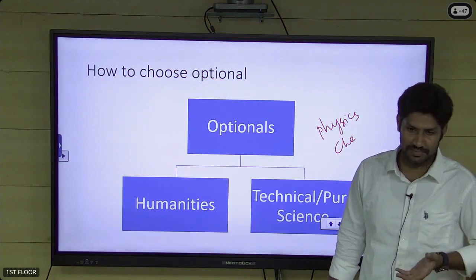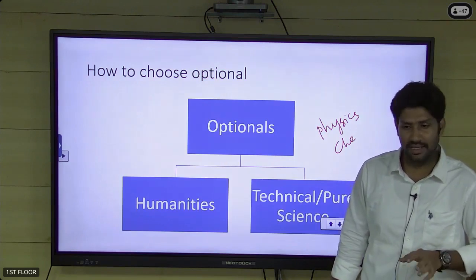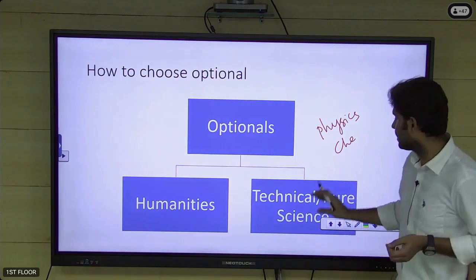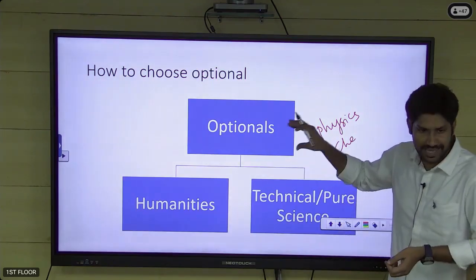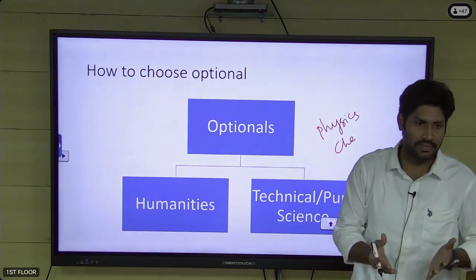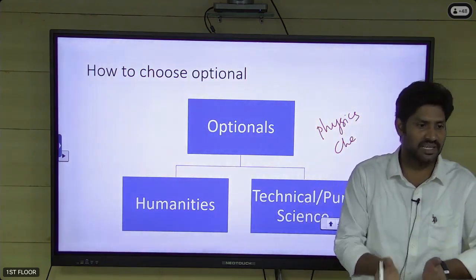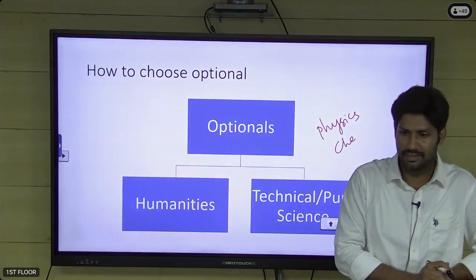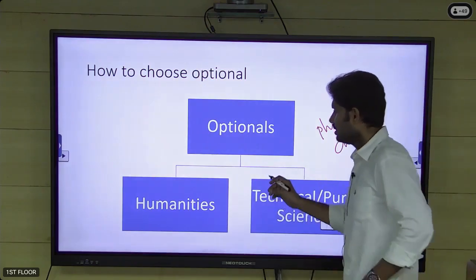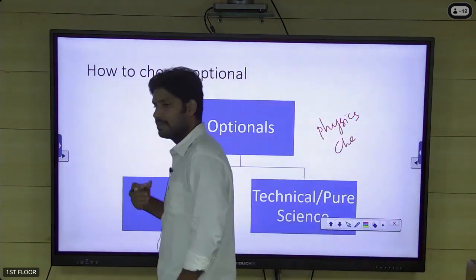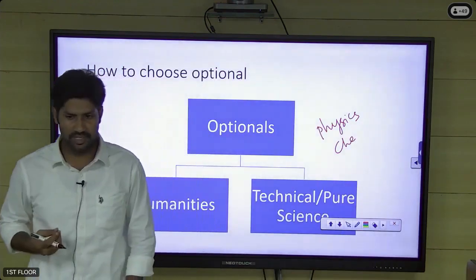Agriculture is an applied science. Agriculture and forestry are applied sciences. We apply the concepts of pure science in agriculture. We study botany, so we apply the concepts of plant physiology, genetics, and cell biology in agriculture. Each optional has its own advantages, disadvantages, merits and demerits.